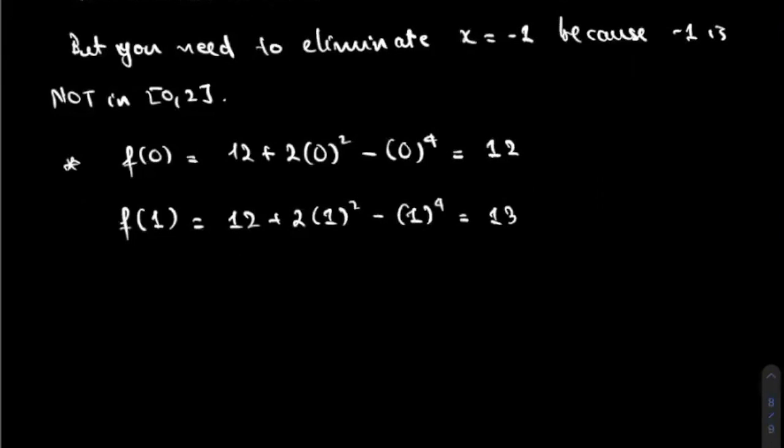Now look at the endpoints. The endpoint, you already have 0. The other endpoint is 2. So what is f of 2 equal to? This should be 4. Now you just make the comparisons for the absolute maximum and absolute minimum.